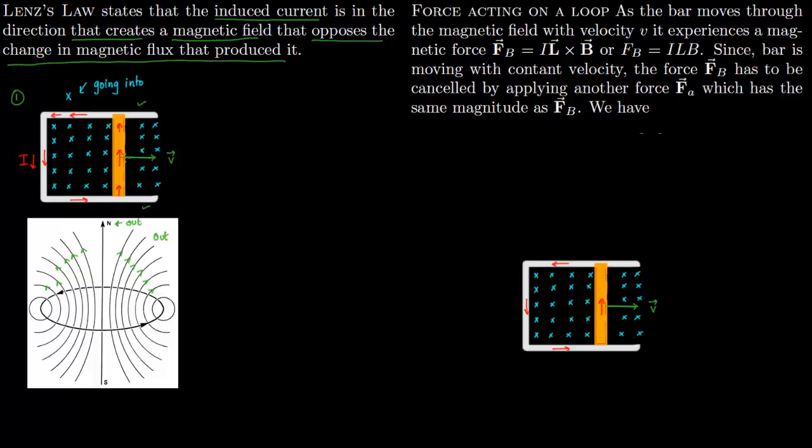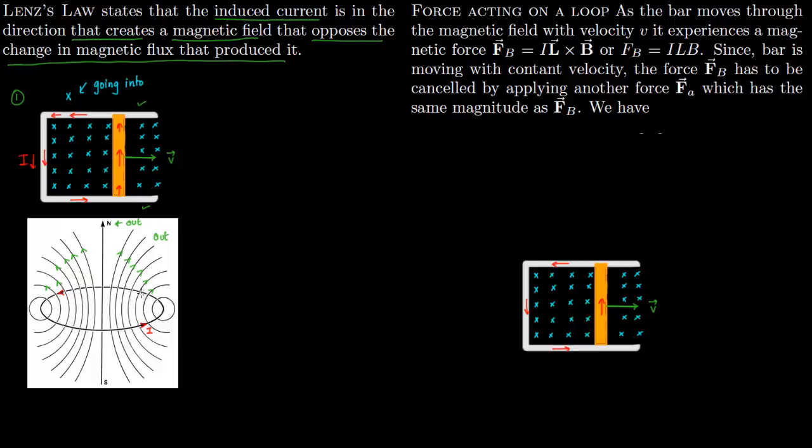Again, when we are moving this rust colored bar towards the right with velocity v, we are getting more and more magnetic flux going into the screen. Lenz's law states that the current will flow in a direction so as to oppose this change in magnetic flux. So what will the current do? The current will flow like this, as in this figure here.